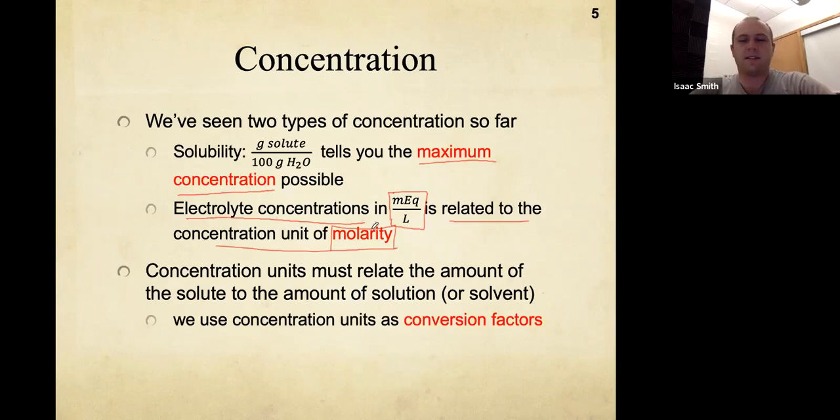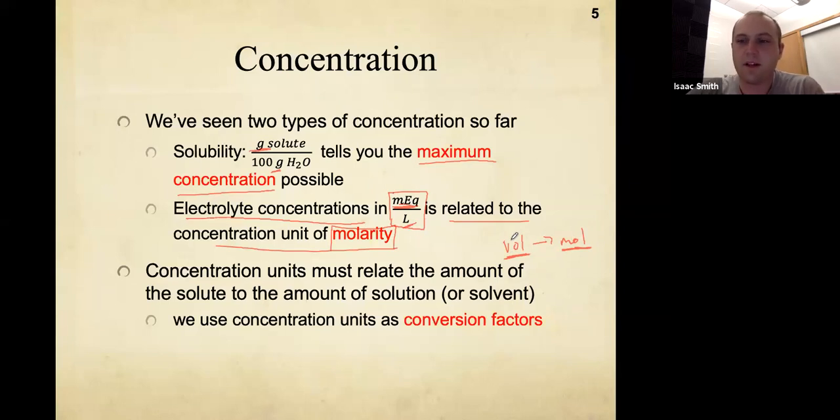In order for us to convert from volumes to moles, we need a different concentration unit. If we're converting from volume to moles, we need a concentration unit that includes moles and includes volume. Currently, we have the solubility, which includes grams, and electrolyte equivalence, which relates equivalents and volume. But we don't have anything yet that relates purely moles and volume. So that's what we're going to need to get.